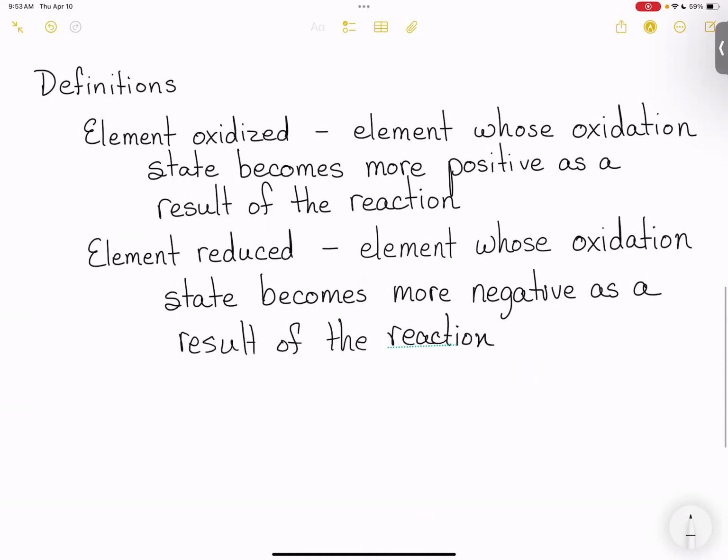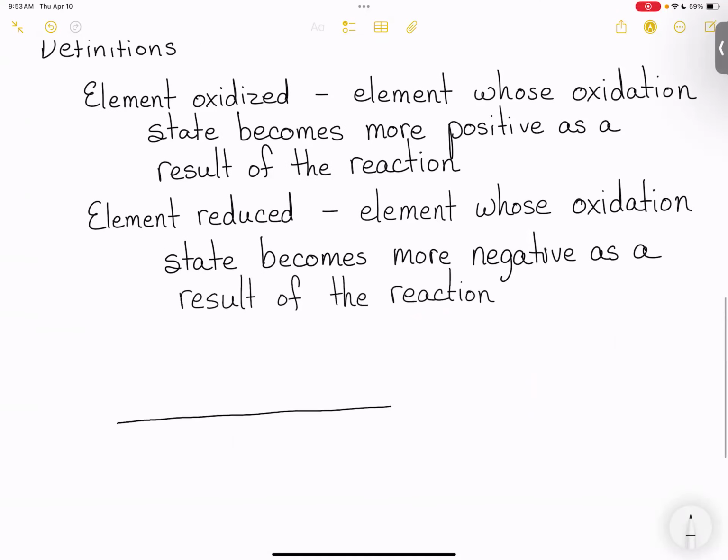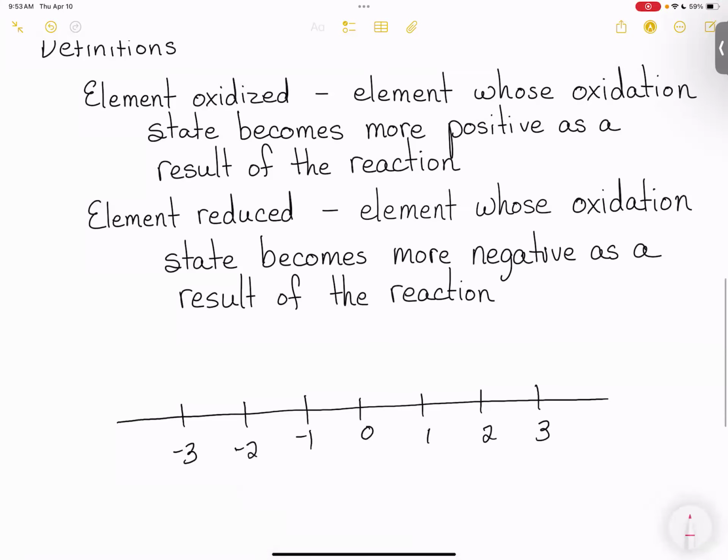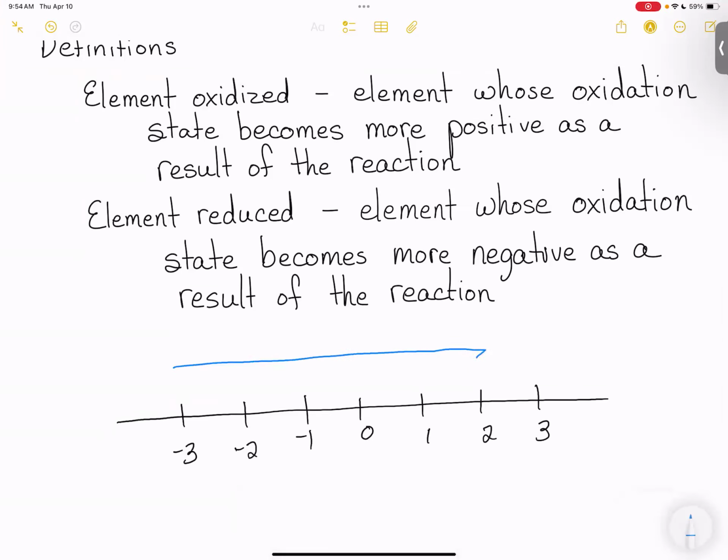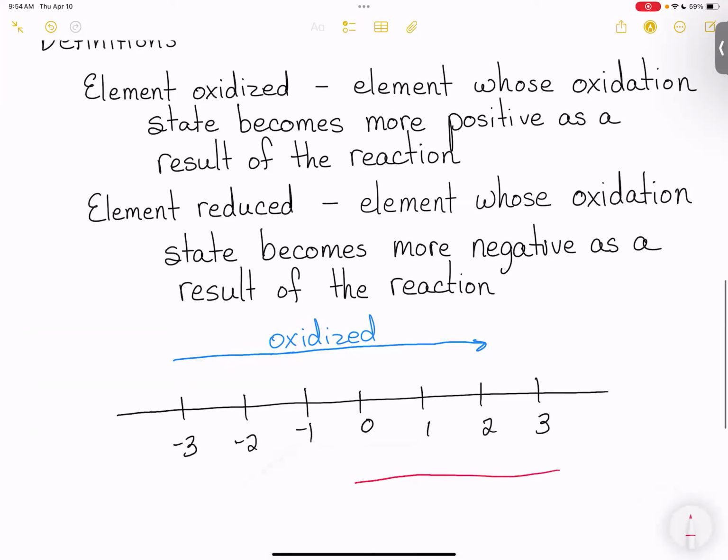The easiest way to keep this straight, folks, is to think of a number line. When you're looking at the oxidation states, if it becomes more positive, then it is oxidized. And if it becomes more negative, then it is reduced.